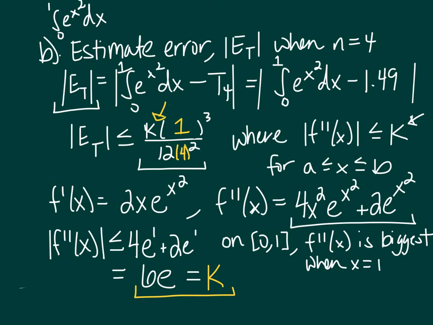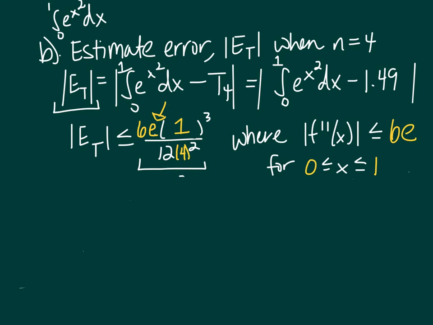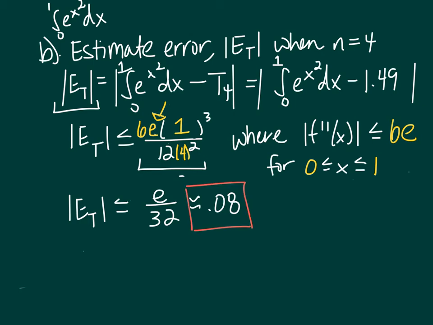So now we're going to replace that up here. And now we'll just simplify, and this is going to give us our bound on our error. So this has to be less than e over 32, which is approximately 0.08. Okay, so if you're just asked to estimate the error, you can say the error has to be within 0.08.